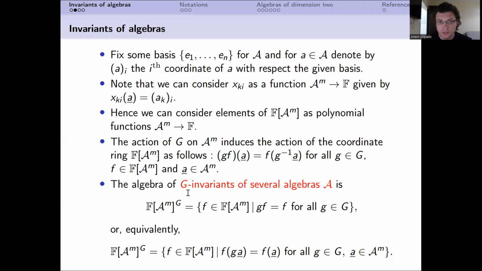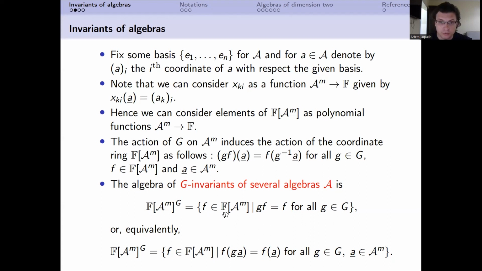The complete name of the algebra is the algebra of G invariants of several algebras A. But for short, normally I will refer to this algebra as the algebra of invariants of algebra A. So normally I will omit G because we will have G fixed, and actually we will consider when G is the whole group of automorphisms, and I will omit the word several. So here is the definition.